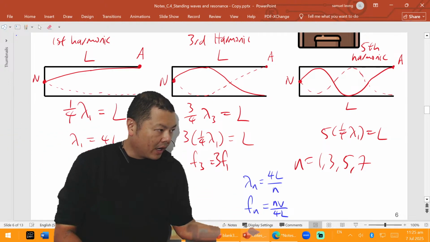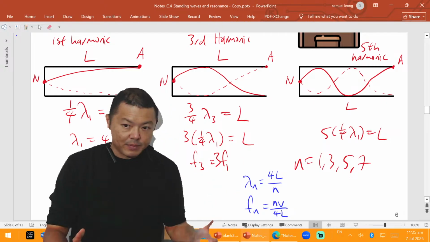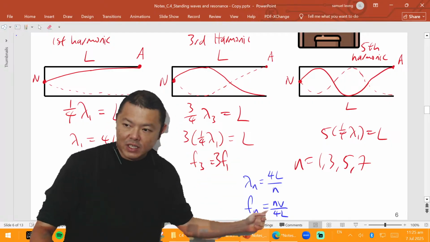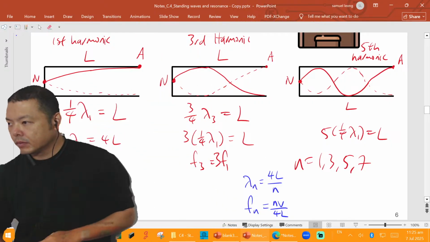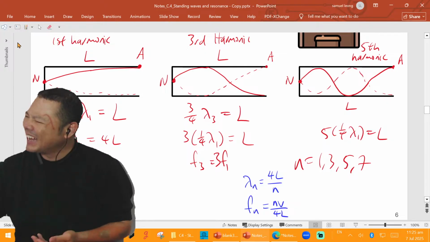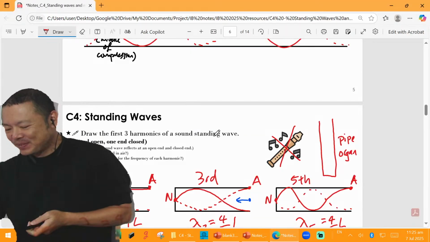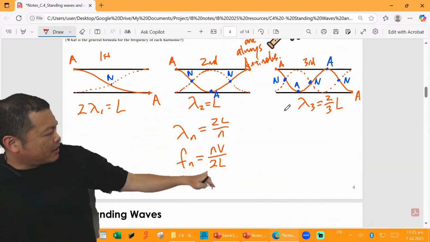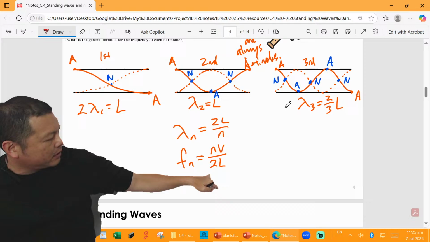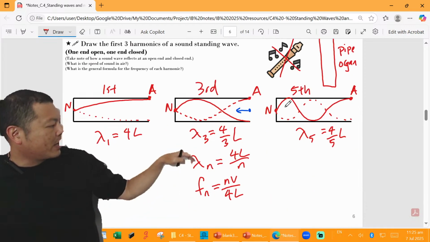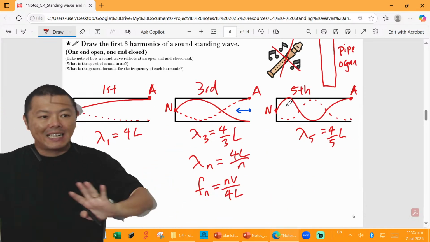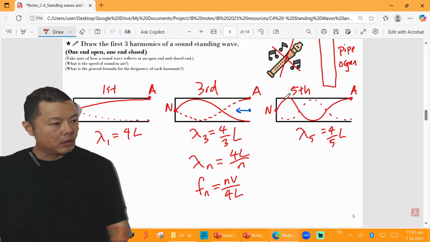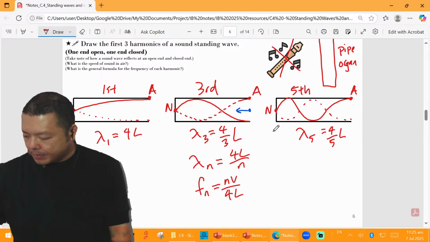The general formula between the two different systems has only one number of difference, which is this one is 4, that one is 2. When it's both ends open, the general formula is NV over 2L. When it's one end closed, one end open, then the general formula is NV over 4L. That's the only difference. And this equation is not in the data booklet. That's the problem. So that's one big problem there.